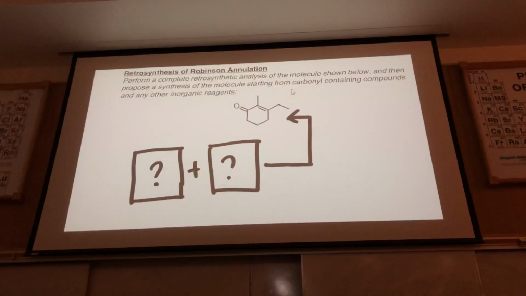It's a six-membered ring with an alpha, beta, unsaturated ketone. It could be a much larger molecule. It could be a steroid. It could be fused to lots of other ring systems. But if you see that the new change was a six-membered ring with alpha, beta, unsaturated ketones, that means you did a Robinson.